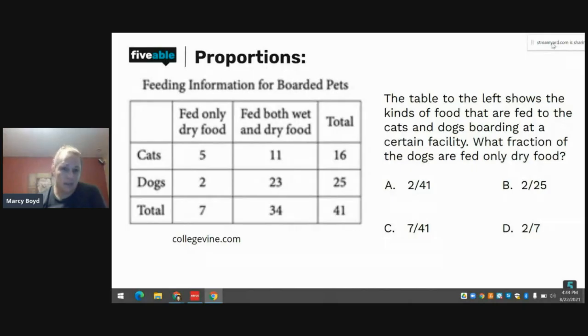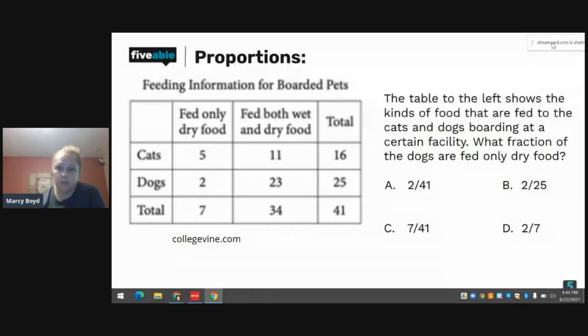Now we're talking about something at least that I will count in with the proportion section of this. So I have this chart given to me and it says feeding information for boarded pets. Looks like this boarding kennel or boarding group boards dogs or cats. Some of them are only fed dry dog food. Some get both dry and wet food.